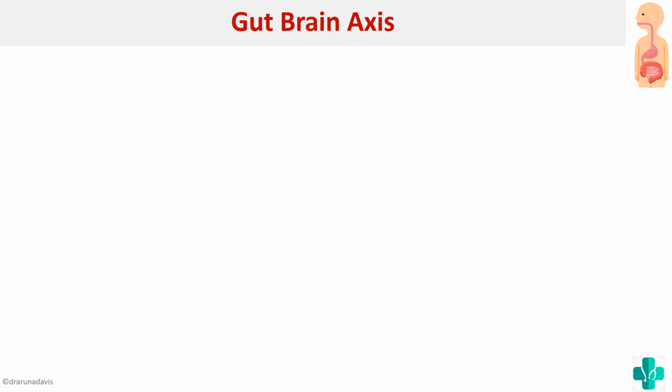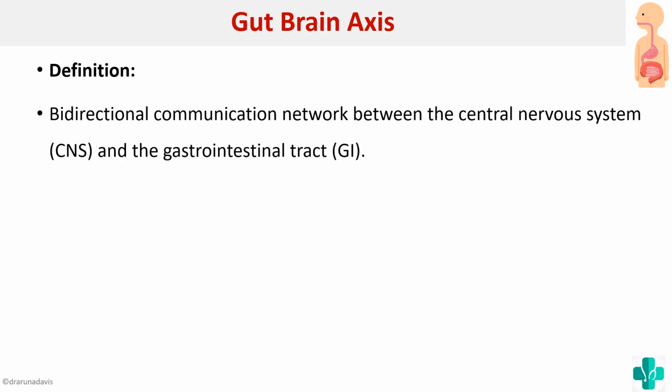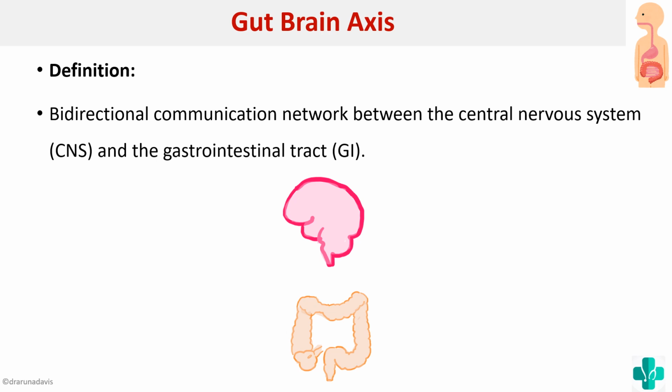So gut-brain axis by definition is a bidirectional communication network between the central nervous system and the gastrointestinal tract. That means they communicate with each other. The gut and the brain communicate in a bidirectional way and thus have an influence on each other.